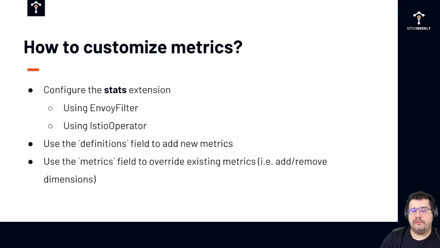You could still use the Envoy filter, and then you also have an option in an Envoy filter to say I just want to apply these metrics changes to some specific workloads. However, the cleanest way to do it is to use the operator. In the configuration itself, there's the definitions field and the metrics field. The definitions field is used to add new metrics, and the metrics field is used to override existing metrics. What that means is basically adding dimensions or removing dimensions from existing metrics.